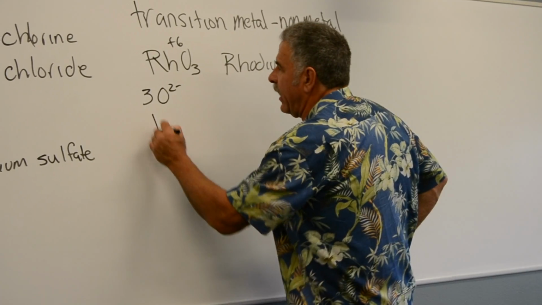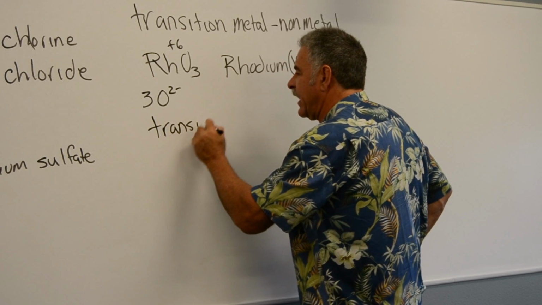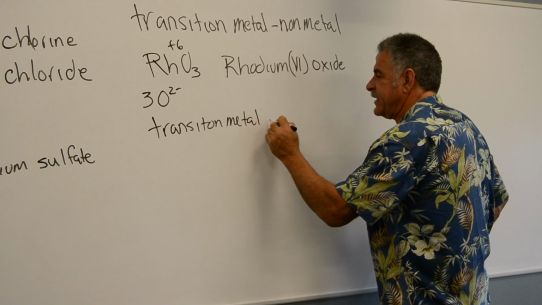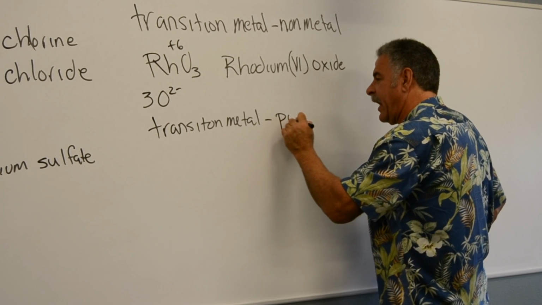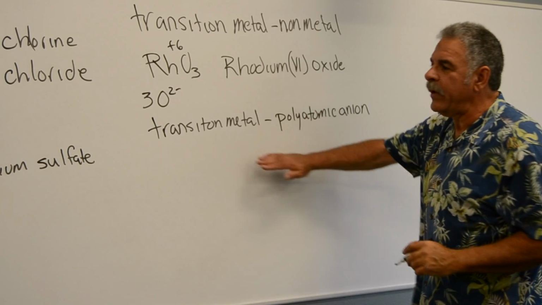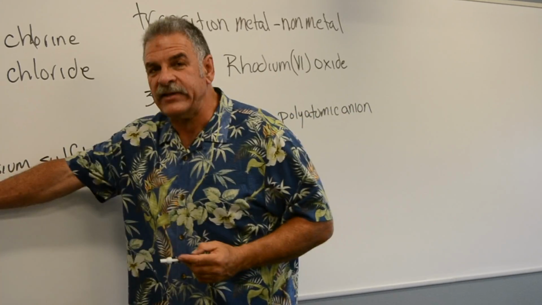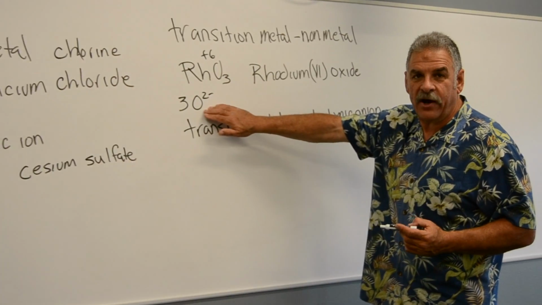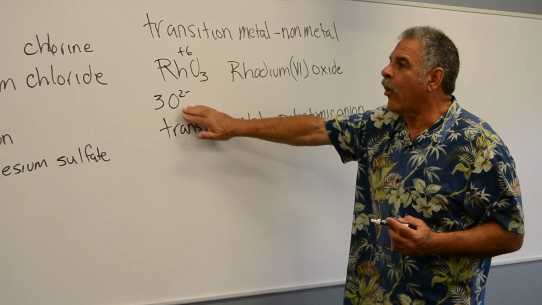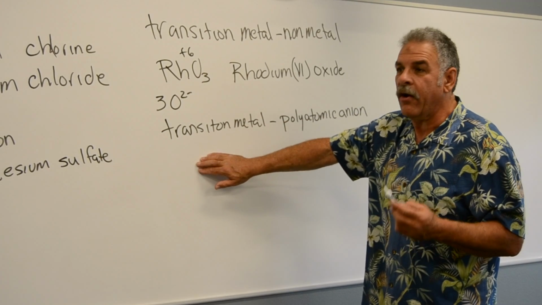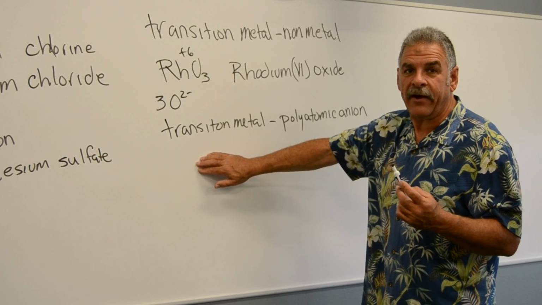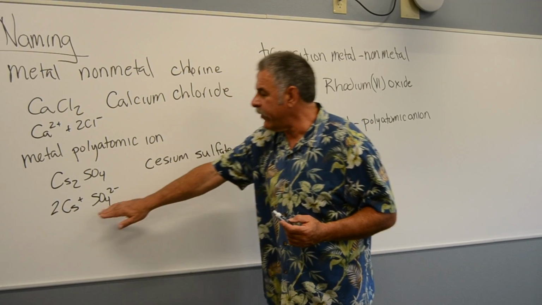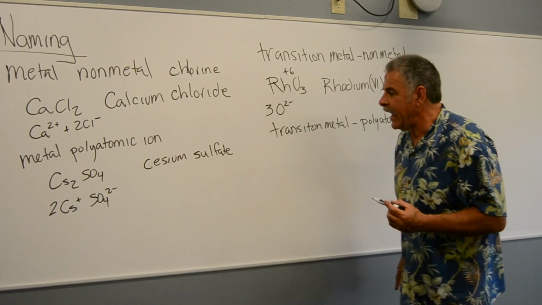The next transition metal complex is transition metal polyatomic anion. And one thing we know is metals are positively charged because they tend to lose electrons. And anions are negatively charged because they tend to gain electrons. All these compounds, so far, are ionic compounds. The metal donates an electron to the non-metal or donates an electron to the anion.